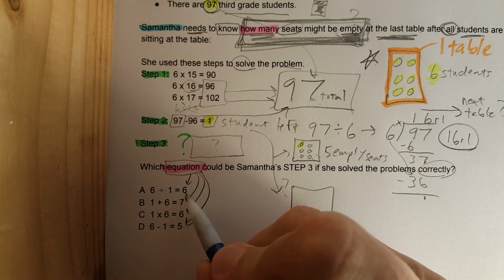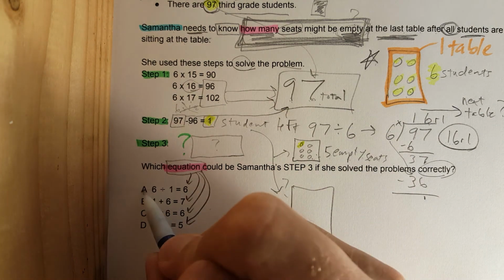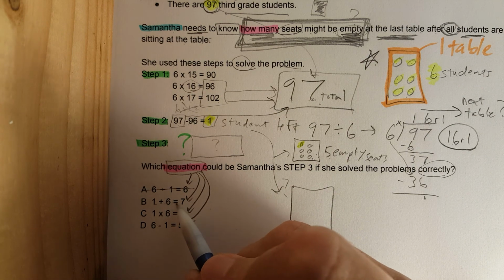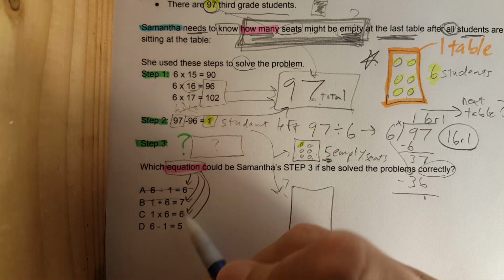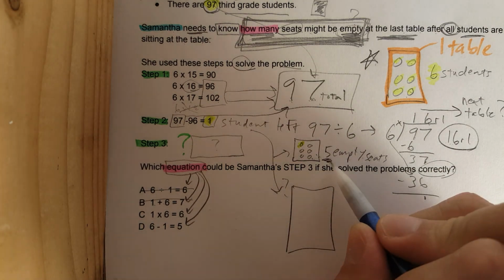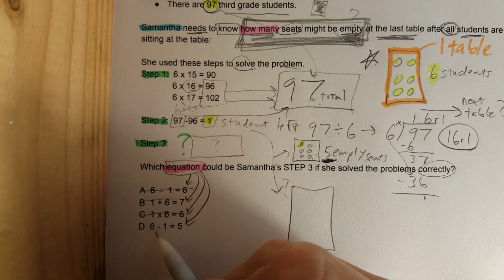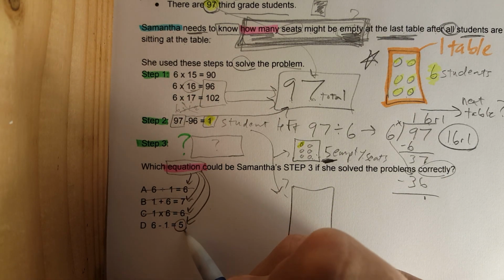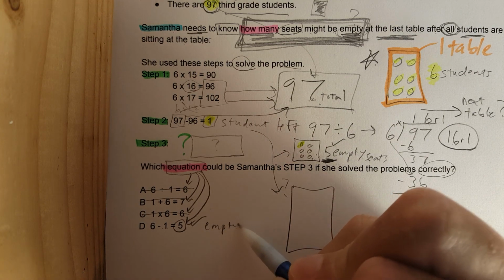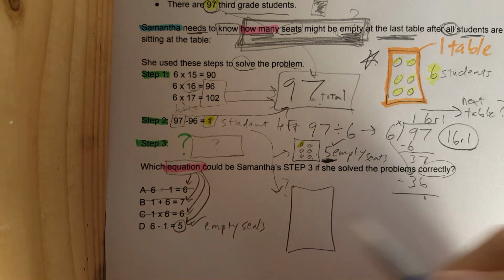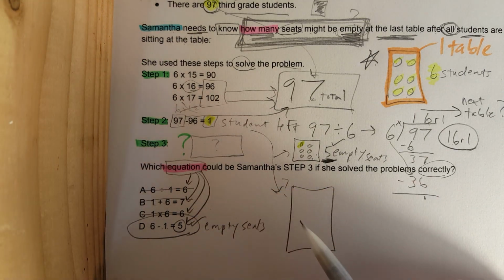6 divided by 1 is 6. No, there's 5 empty seats left. That doesn't make sense. 1 plus 6 is 7. No, there's 5 empty seats left. 1 times 6 is 6. No, there's 5 empty seats left. Listen. 6 minus 1 is 5. 5 empty seats. There it is. That would be her last and final step.